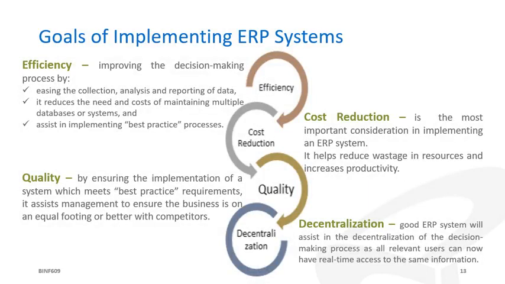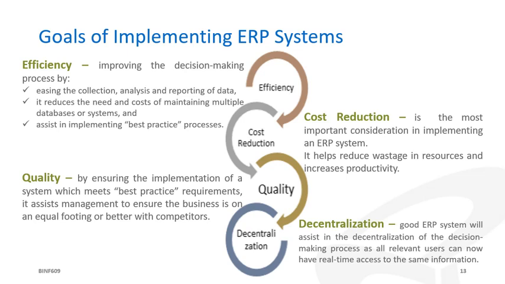So now we can summarize the previously mentioned goals of implementing ERP systems into 4 main groups. The first is the efficiency for improving the decision-making process by improving the collection, analysis, and reporting of data. It also reduces the need and cost of maintaining several databases or systems and helps in implementing best practices processes.